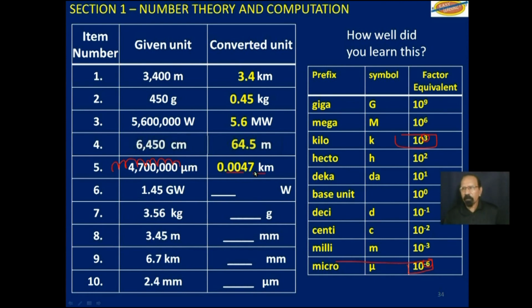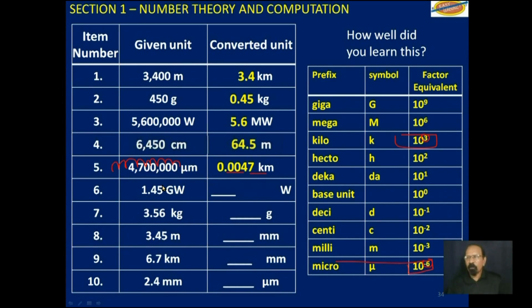0.0047 kilometer. Next, 1.45 gigawatt to watts. Well, we know giga means a billion. But if not, please remember that this 9 here, and we're going to a base unit, which is here. So that 9 minus 0 index will give us 9. So we will have to shift this decimal point 9 places to the right, 1, 2, and add 7 zeros, which is that.